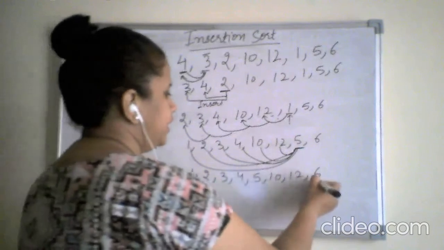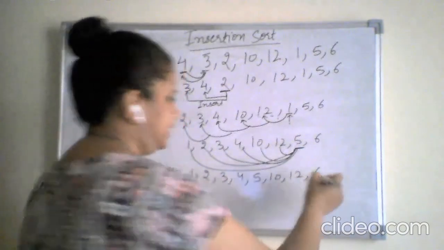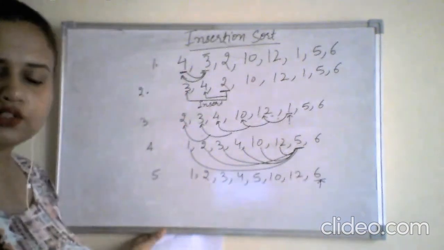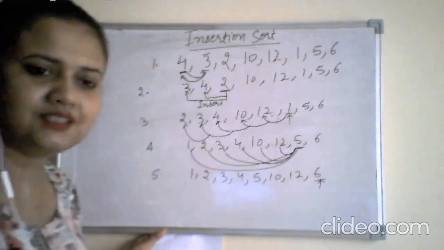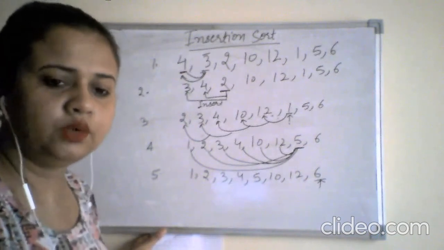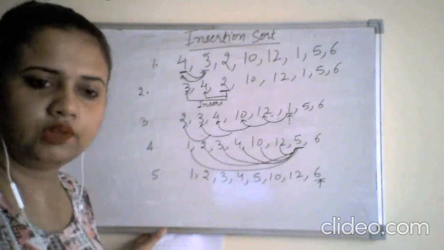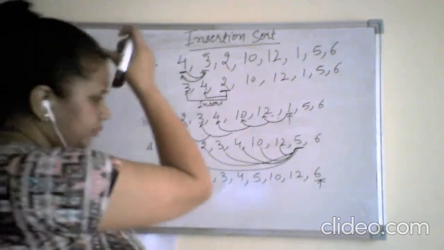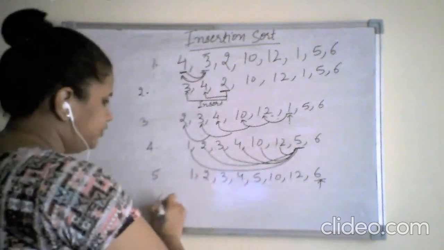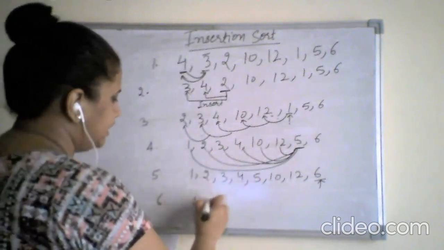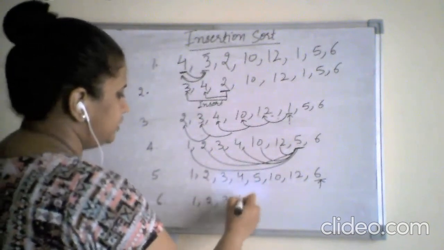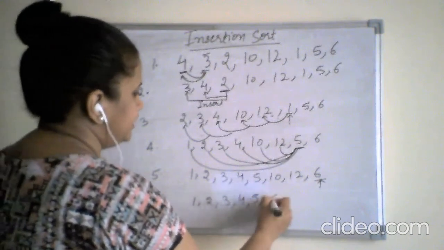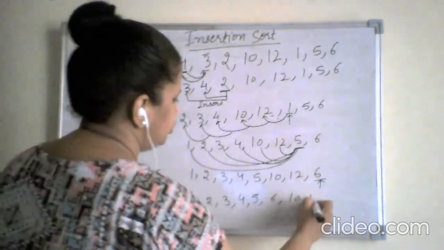Now my pointer is at the last location of the data element, where the data element is 6. So I will be doing the same procedure again. Now when I am done with this comparison, after the end of all the comparisons, I will be able to place my data element at the exact location where it should be.